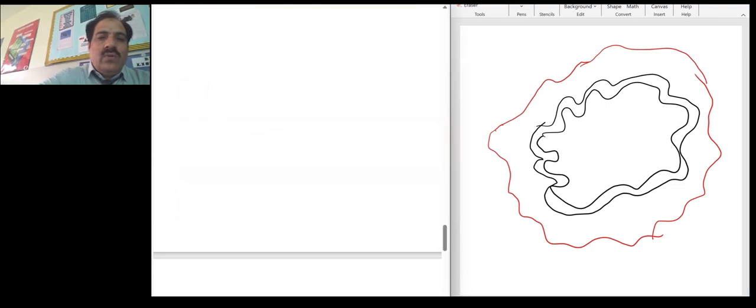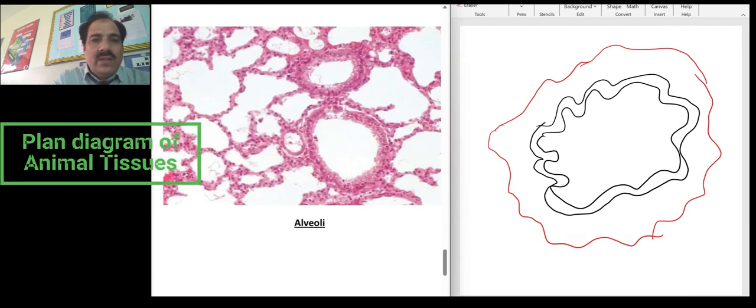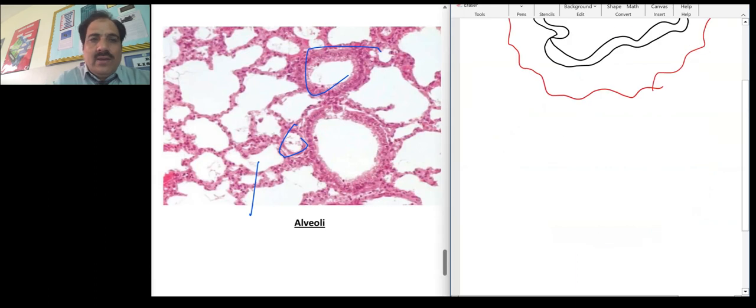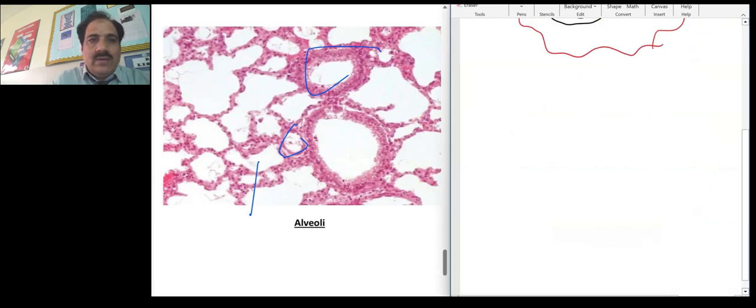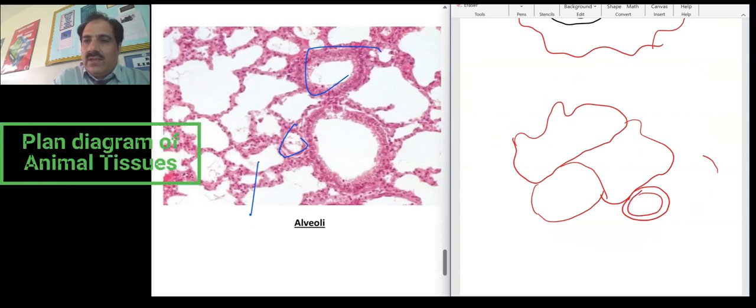And finally, we have the alveoli over here. We can clearly see in the alveoli that these are the alveoli, and these are the blood vessels. This may be the capillary, the arterioles and the venules. So we can make a diagram like this one. If this is an alveolus, another one on this side, one over here, and we can make a blood vessel like this one over here, or a longer blood vessel like this one over here.